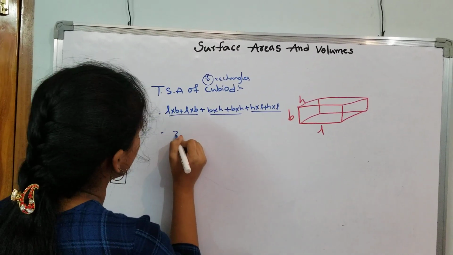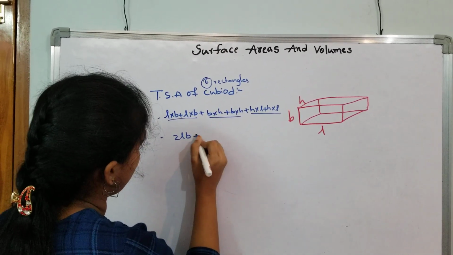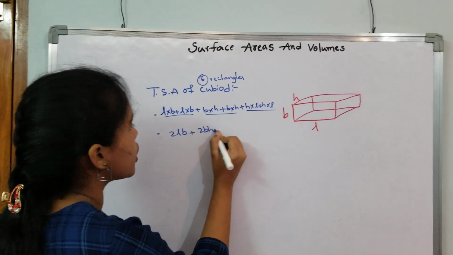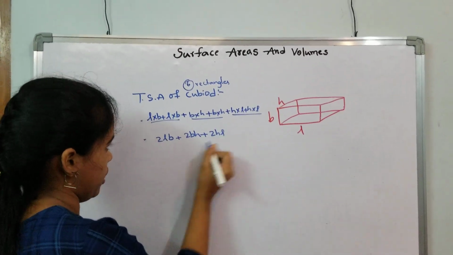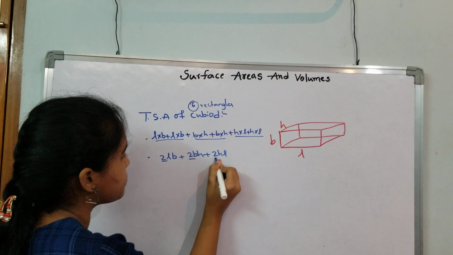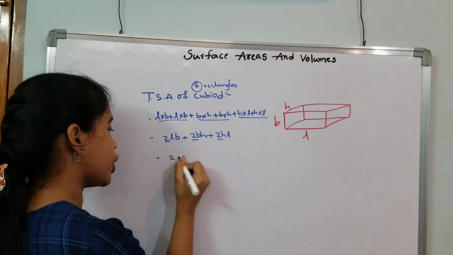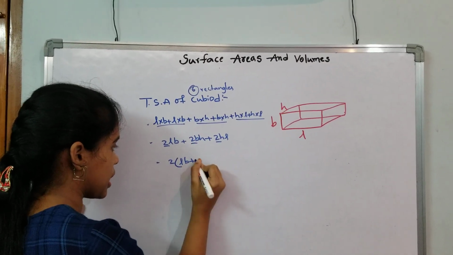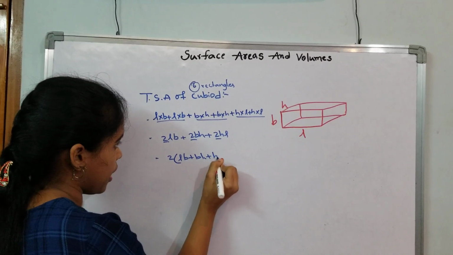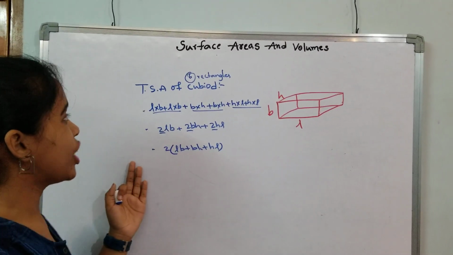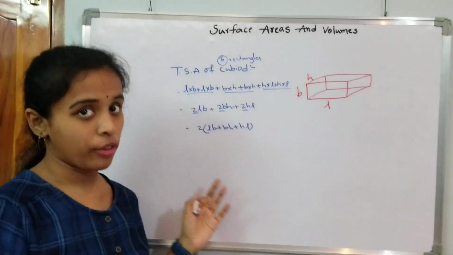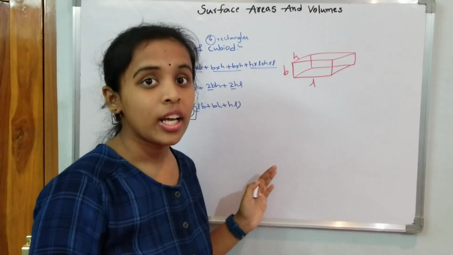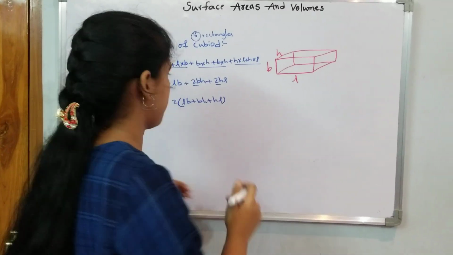2LB plus 2BH plus 2HL. So 2 common: 2 of LB plus BH plus HL. So we got the total surface area of cuboid. Now let's find out the curved surface area of cuboid.